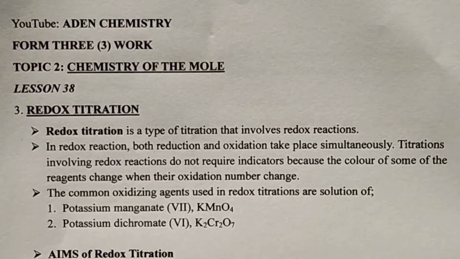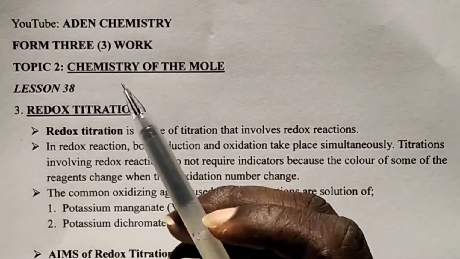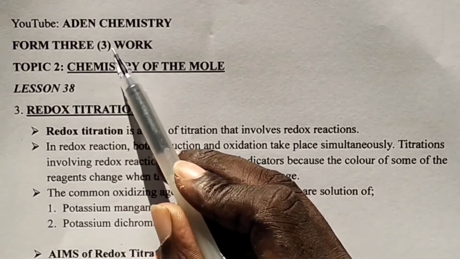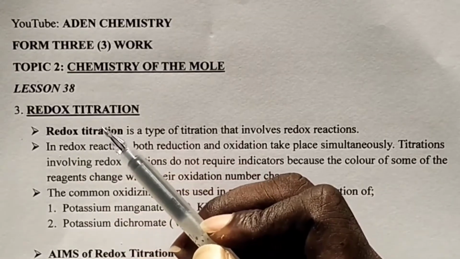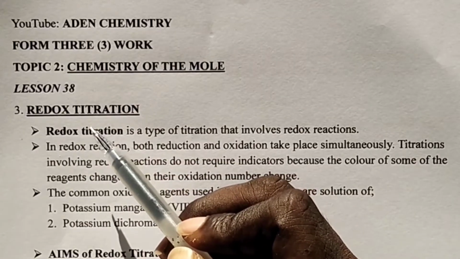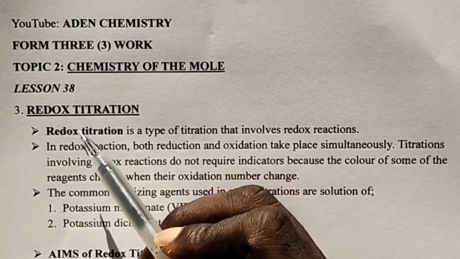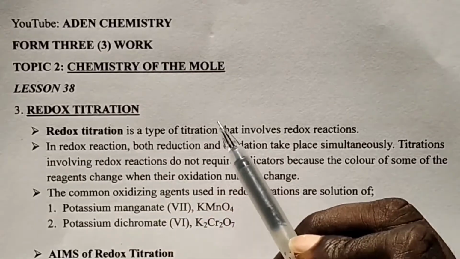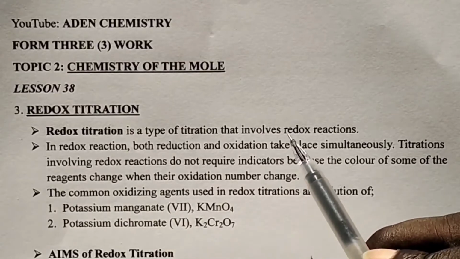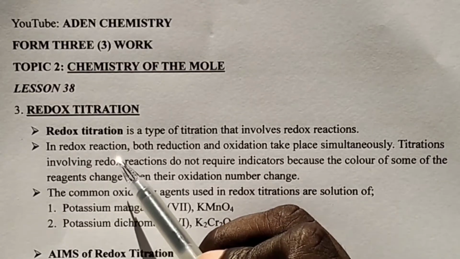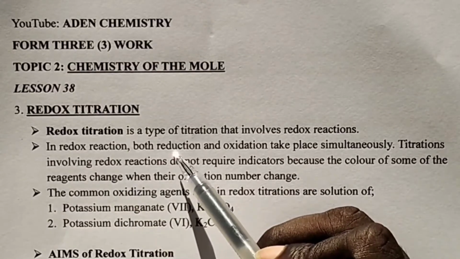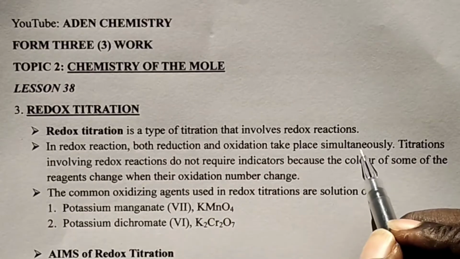Hello students, welcome. Today is lesson 38, Form 3, topic 2. We are going to do redox titration. Previously we are done with direct titration and also back titration. So what is redox titration? It's a type of titration that involves a redox reaction. In a redox reaction, both oxidation and reduction take place simultaneously.